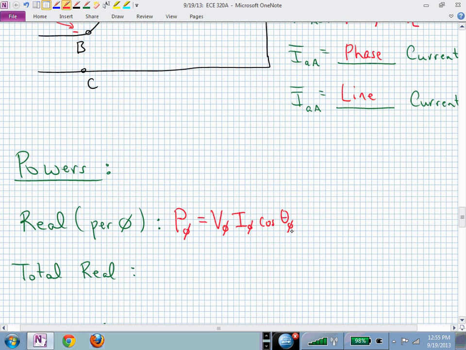So now I have to multiply that by the cosine of theta sub phi, where theta sub phi is the angle of your impedance, which, if you knew the angles of your voltage and current, you could say is theta sub v sub phi minus theta sub I sub phi. That's the difference between your phase voltage angle and your phase current angle.